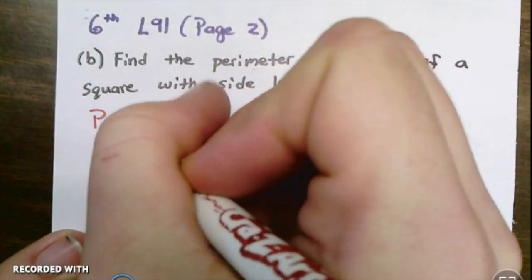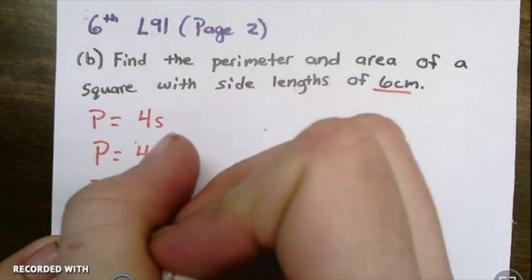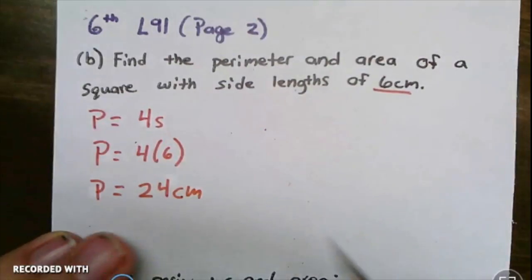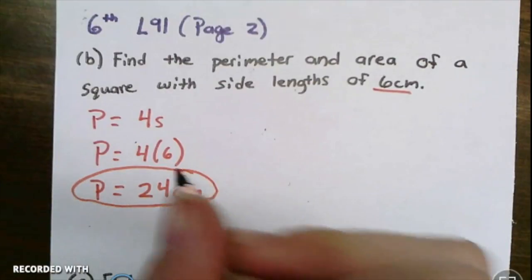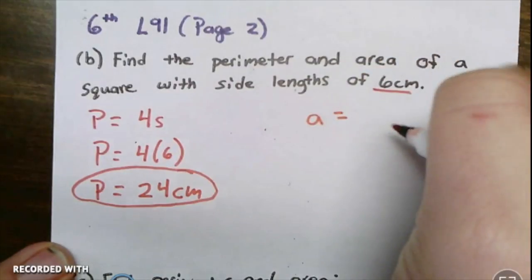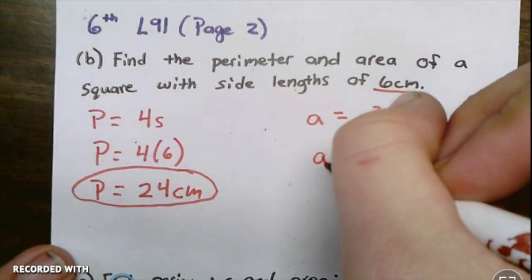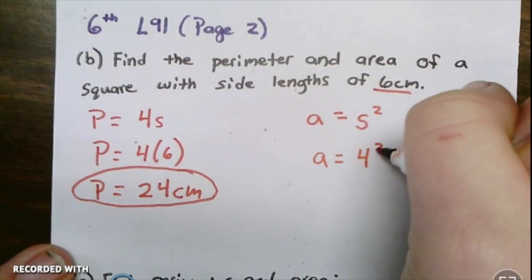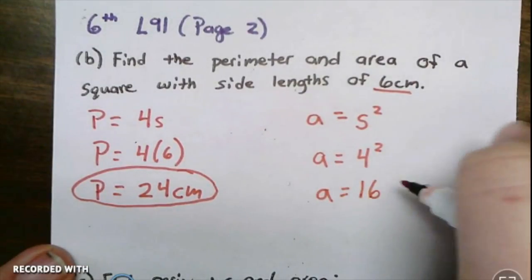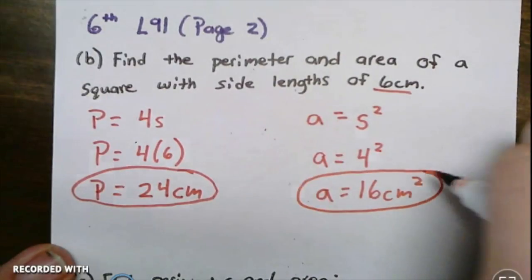So I've got P equals 4 times 6. And then I'm going to solve, so P equals 24 centimeters. And because it's just perimeter, it doesn't get squared. Now let's do area. Area equals S squared. That means that area equals 4 squared. That means that area equals 16 centimeters squared.